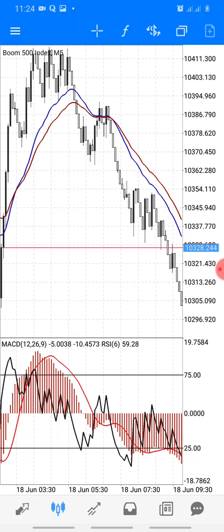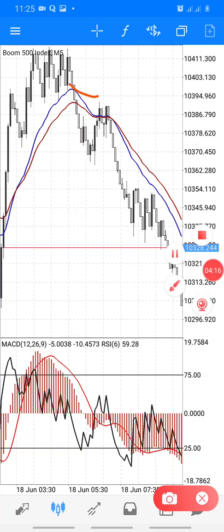Now, how do we use it to trade? First thing I'd like you to know is whenever the blue moving average crosses the red moving average, which happens here, then the market is on a downtrend. Now whenever our RSI, which is the black line, crosses our MACD, that is a downtrend also.